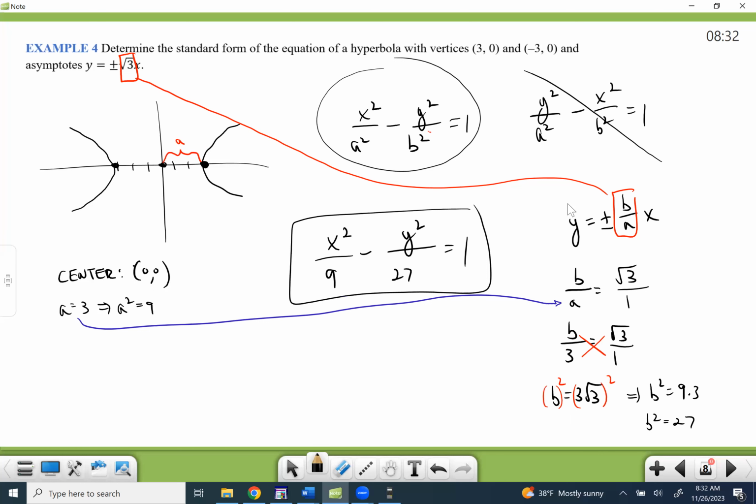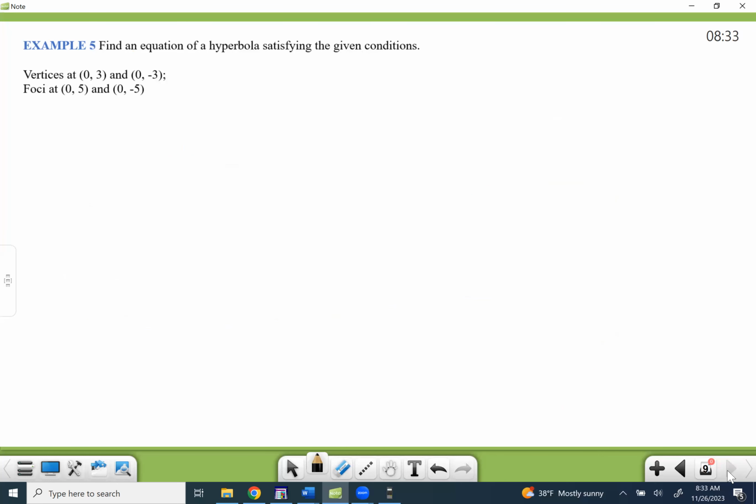All right. I think we're on our last one here. Okay. Find an equation of a hyperbola satisfying the given conditions. All right. I'm going to draw it again, guys. So 0, 3. Those are the vertices. And then we have foci at 0, 5. I put an X so I can tell the difference.